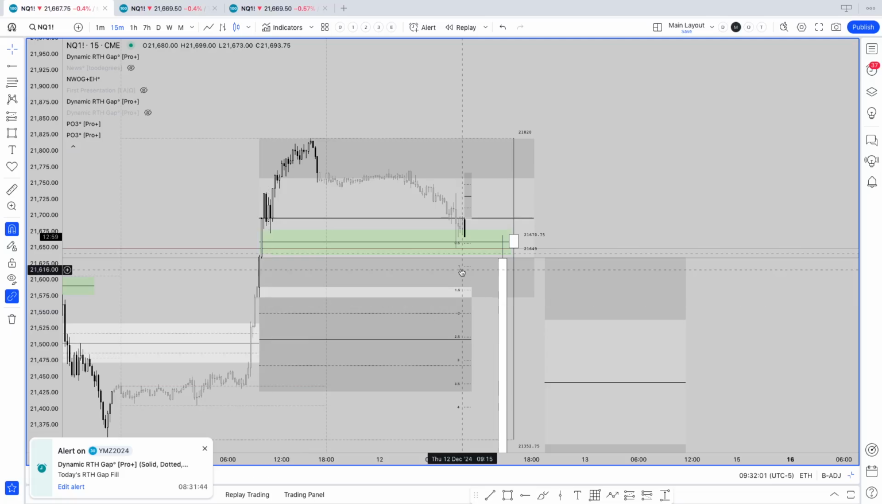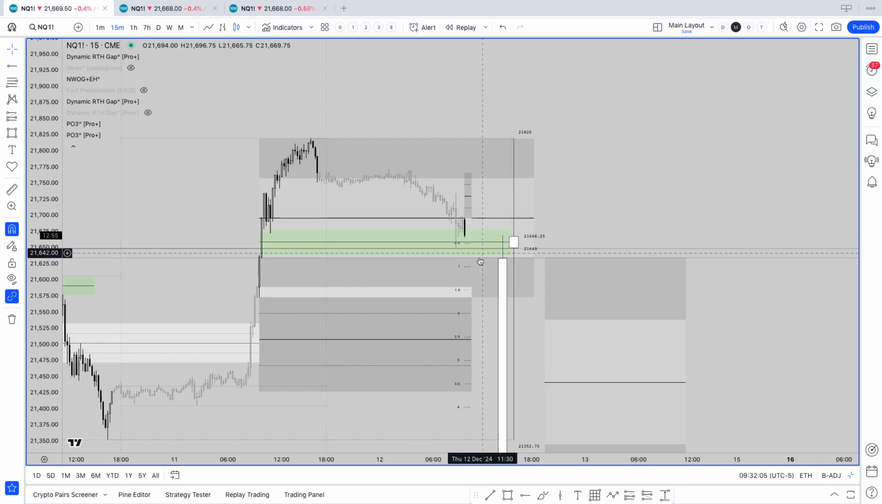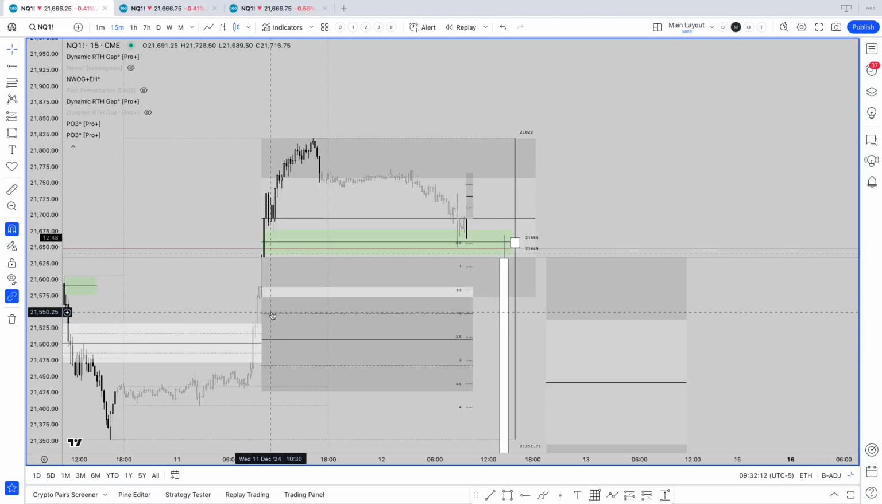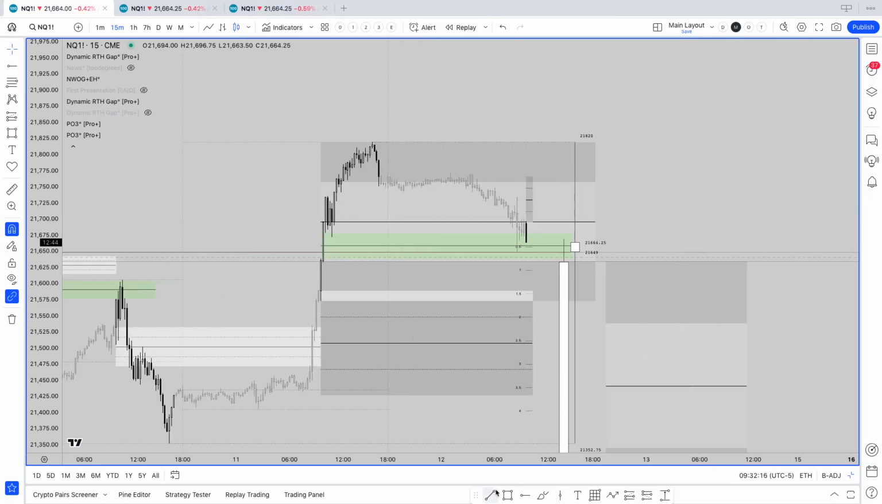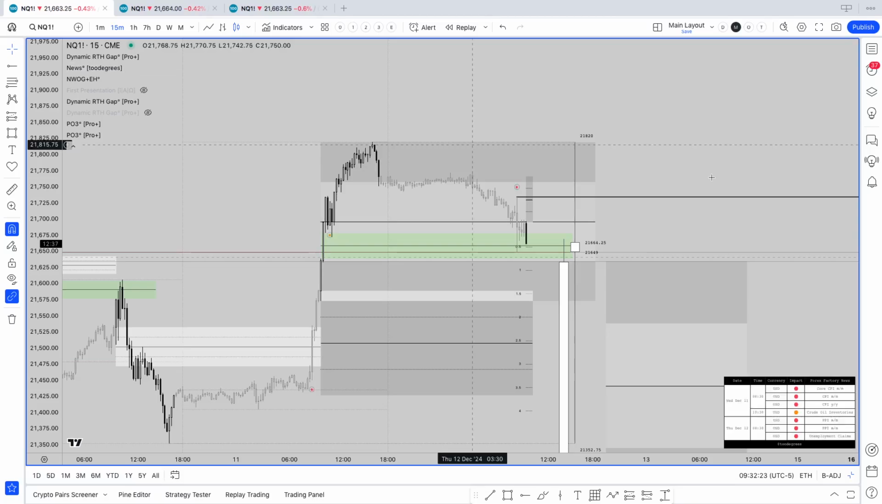Or, if we are moving below the new week opening gap and we close below here, we can reach also the lower quadrant of this gap. But let's see what price action is doing. Remember that this is the liquidity from the news. We have here, you see, news. This is the PPI buy side liquidity here.